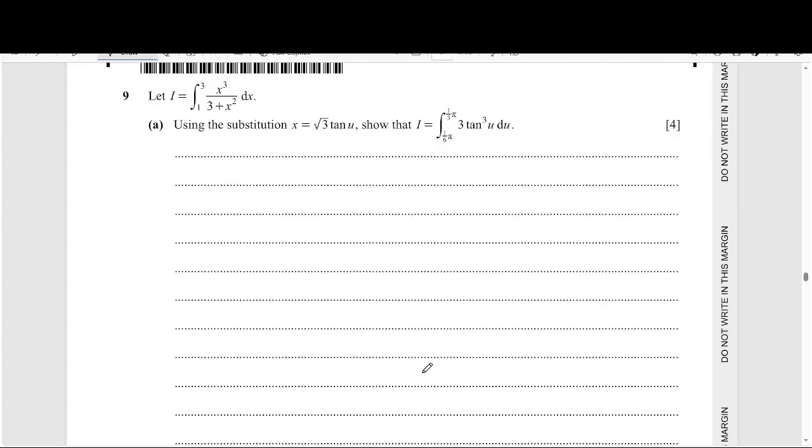Question number 9. Let I be given as this integral using the substitution x equals 3 tan u, so that I can also be written in this form, right? So just using the substitution and showing that I can be rewritten or can be written in this form. So we have an expression for x, right? And we have an x cube here. What that means is that we just need to find the x cube over here.